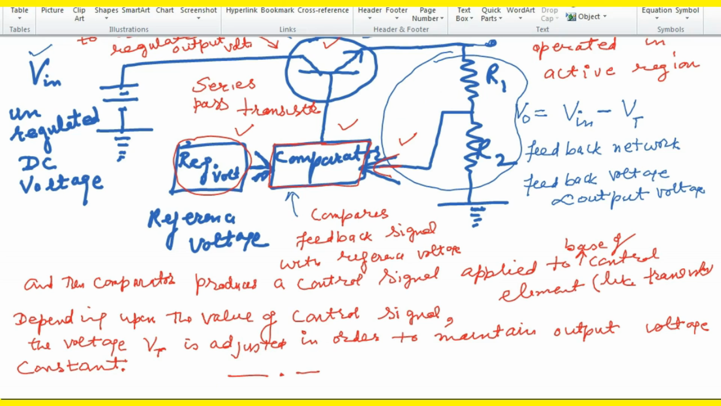In this way the output remains constant. If the output increases or decreases, the feedback signal gives this information to the comparator, and accordingly the comparator generates the control signal. That control signal is applied to the base of the series pass transistor. So the voltage across the transistor adjusts itself so that the output remains constant.